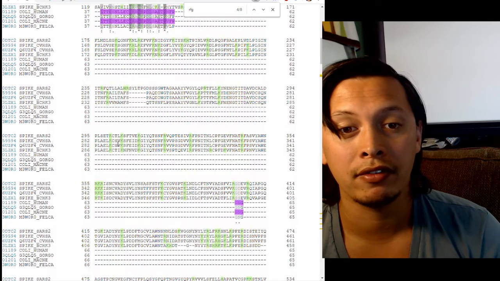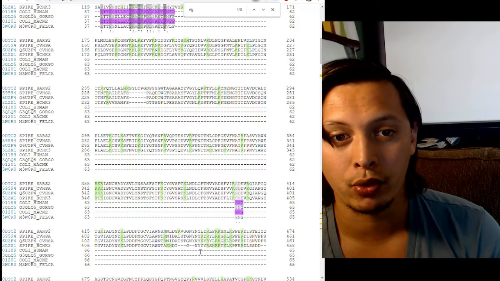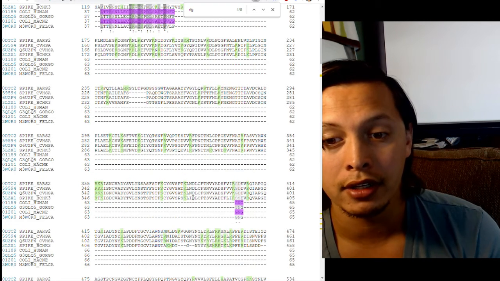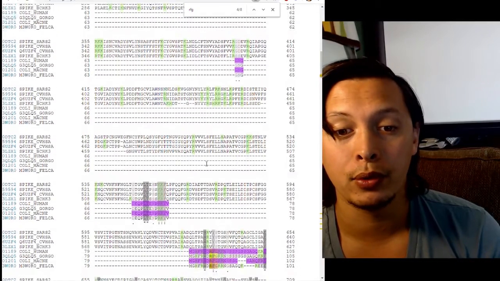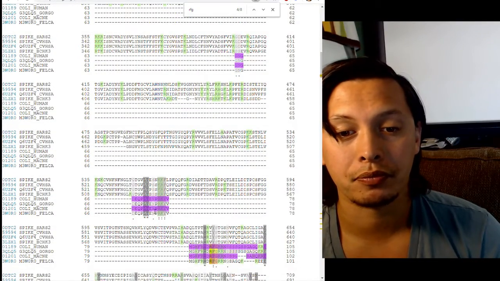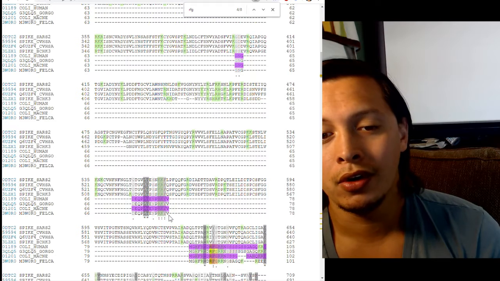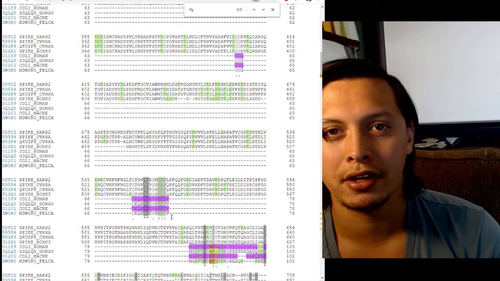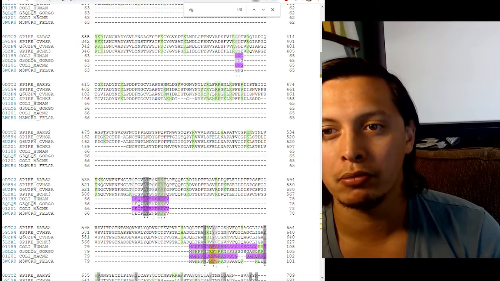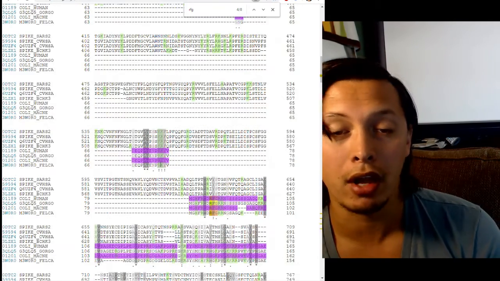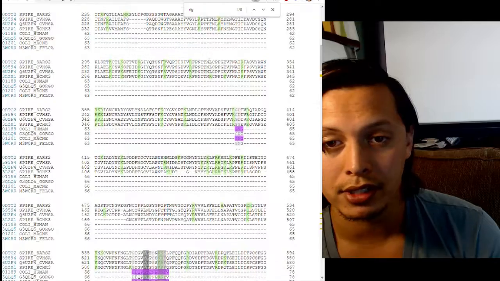So here we have a lot of areas where we're going through the spike protein, but not really going through the pro-opiomelanocortin proteins. But the pro-opiomelanocortin protein is much smaller than the spike proteins.